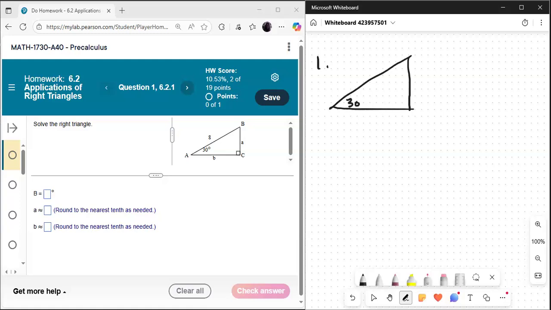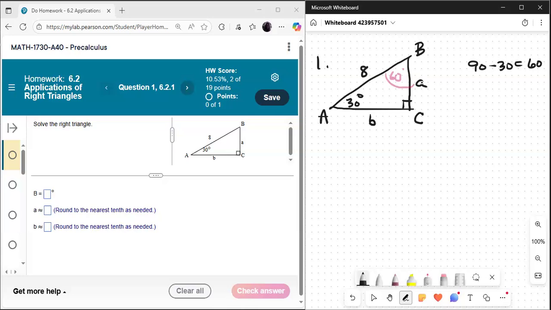We have 30 degrees as angle A. Angle C we know is 90. Angle B would be 90 minus 30, which is 60 degrees. So we've already got one. And then we're going to find A and B. First we have little c is equal to 8. So we're going to solve for A and B.